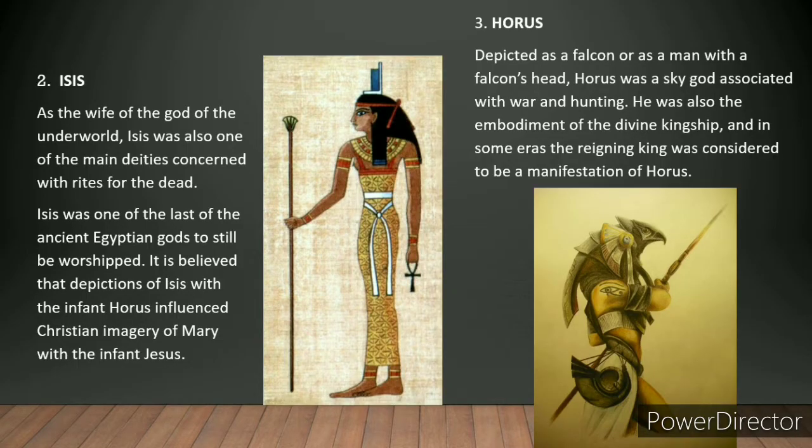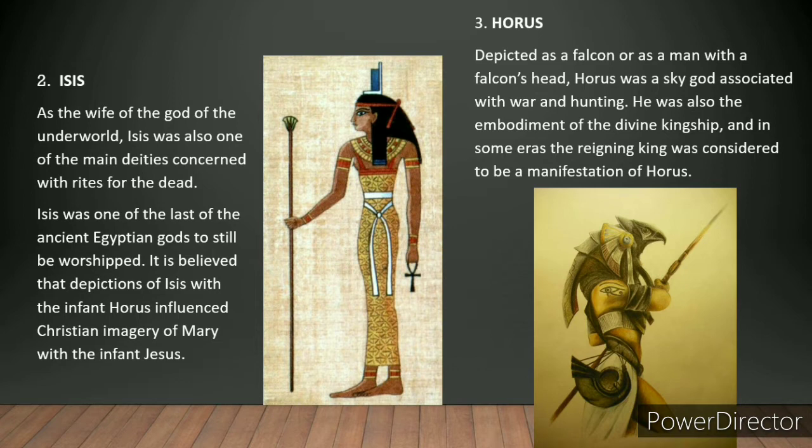Second, Isis. As the wife of the god of the underworld, Isis was also one of the main deities concerned with rites for the dead. Along with her sister Nephthys, Isis acted as divine mourner, and her maternal care was often depicted as extending to the dead in the underworld. She was also known as the goddess of health, marriage, and fertility, and as Horus' mother.